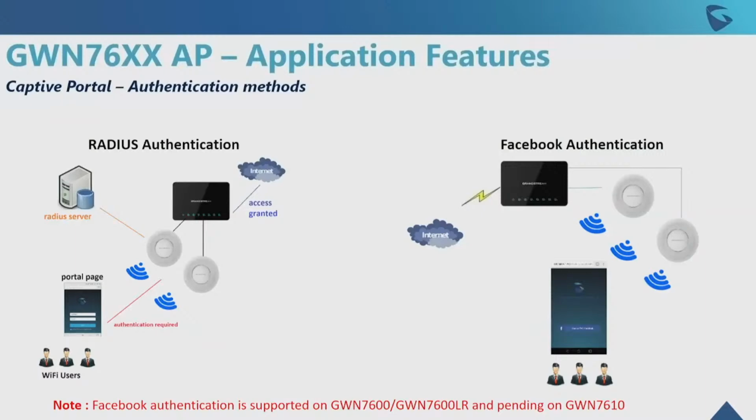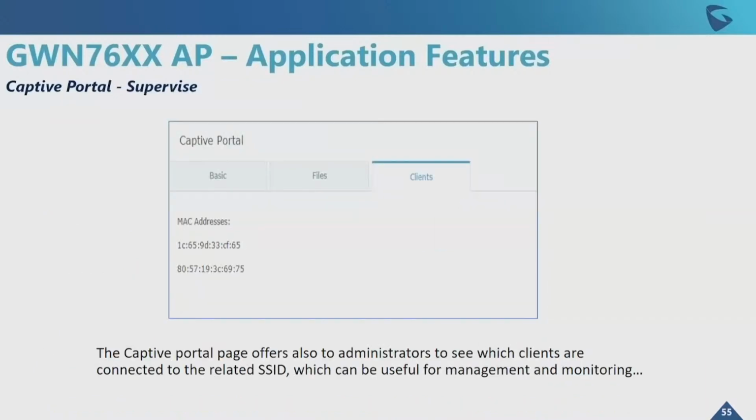Johnny asked, can the GWN forward to an external captive portal? Currently, the 7600, GWN7000, and GWN7600LR can redirect to an external captive portal. The 7610 cannot do that yet, but we're going to upgrade that firmware to allow that feature very, very soon. Okay. And in our GCP course, we cover all of these steps on how to configure and customize the captive portal, and also how to use an external captive portal as well. So stay tuned for that course.